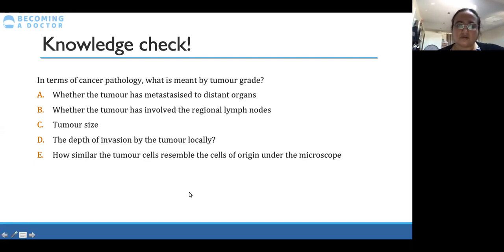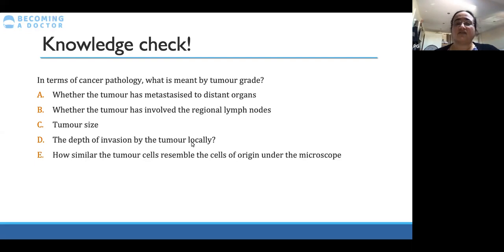So if we look at the results, you can see a few people put these other aspects, but this is the correct answer. So we're talking about tumor grade: how similar are the tumor cells to the cell of origin under the microscope? So grade is determined by a microscopic impression of the tumor. You're looking at how similar the cells look to what the original tissue was. And another word for that is differentiation.